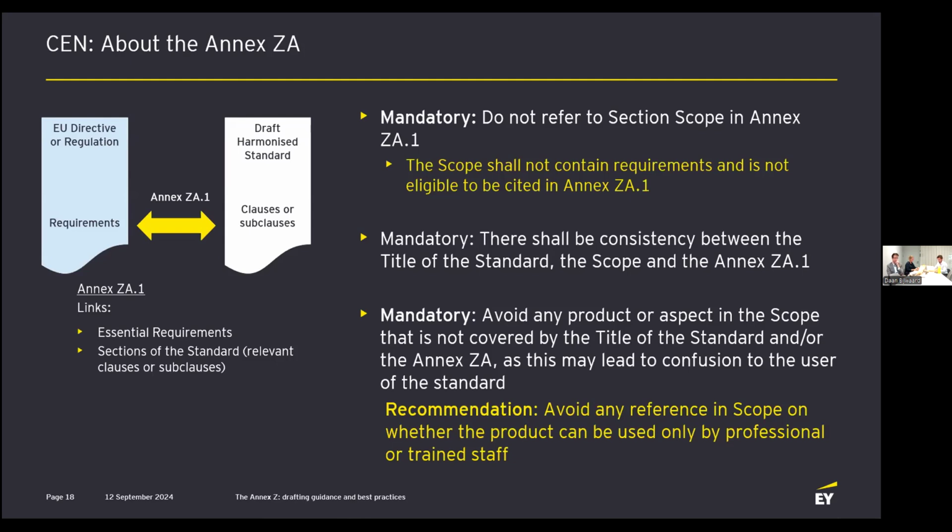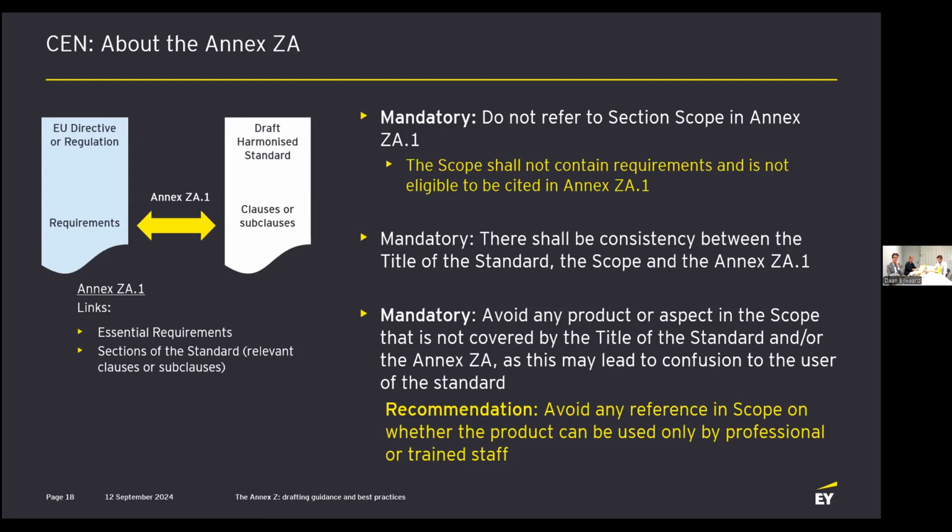So if the scope of a standard does not contain requirements, the Annex Z should not refer to the scope of a standard. I know some of the technical committees do that. They refer to section 1, which is normally a scope. We should avoid this, because it could mean that the Annex Z is not correct, as it would be giving wrong information to the user of the standard.